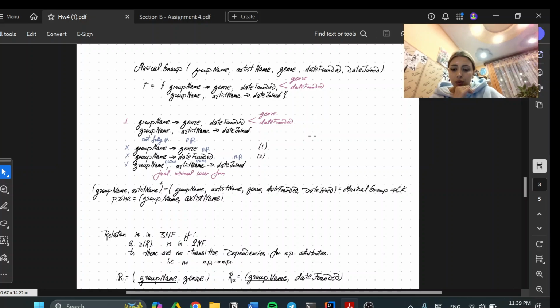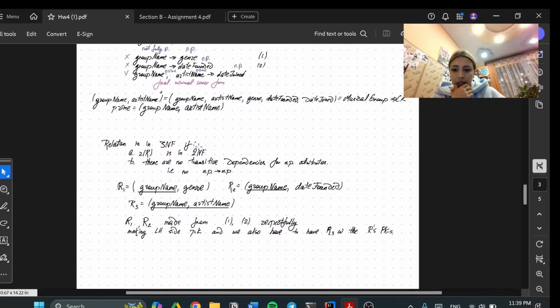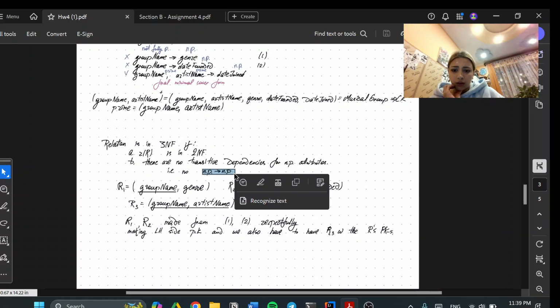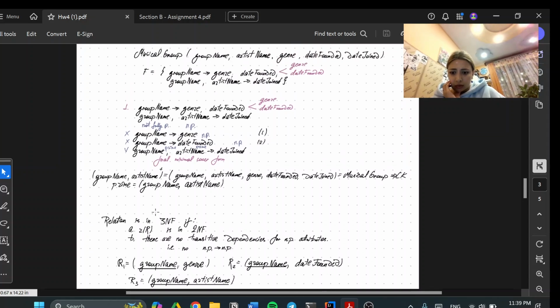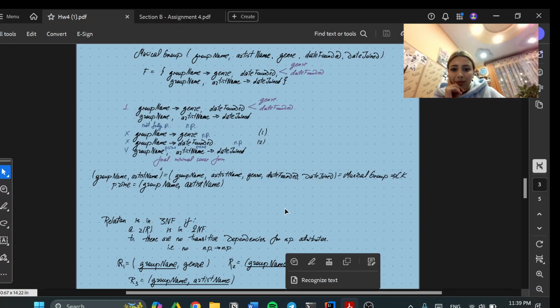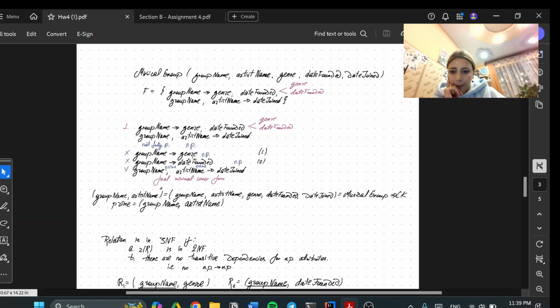So the relation is 3NF if it is in 2NF. There are no transitive dependencies for non-prime attributes, no non-prime goes to non-prime. This already exists in 2NF because 2NF says a prime combination doesn't go to non-prime. So if it's 2NF, it's probably 3NF too.